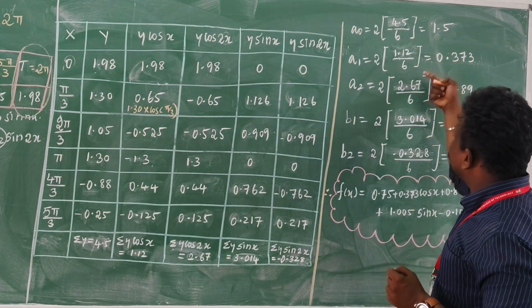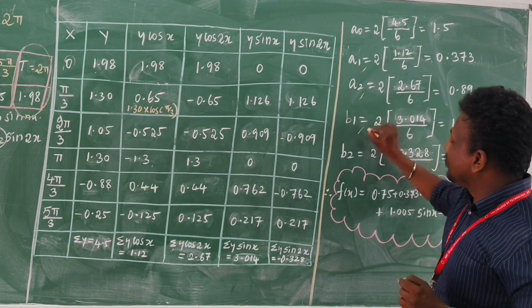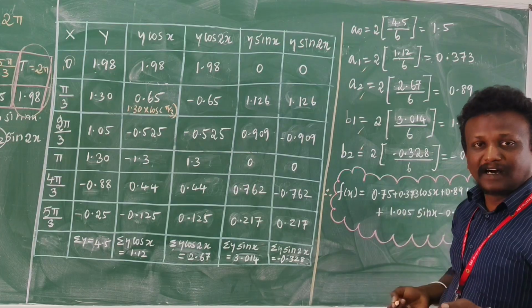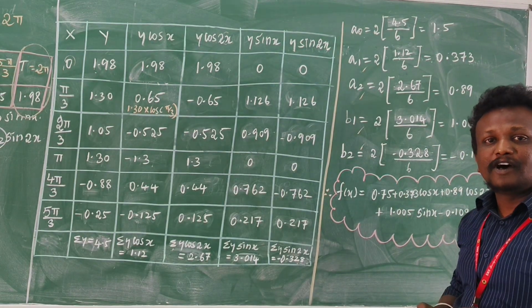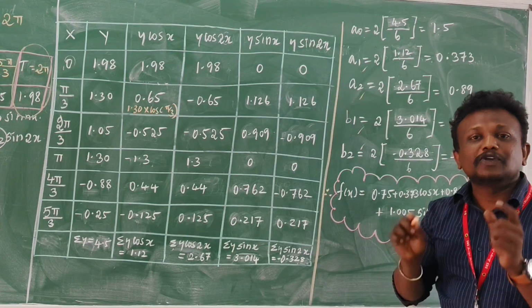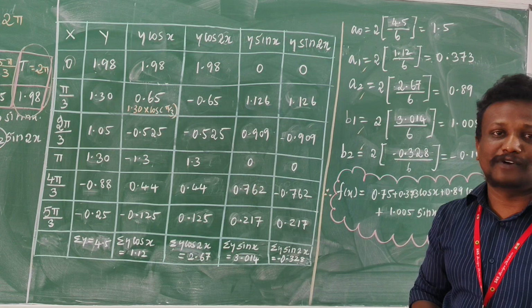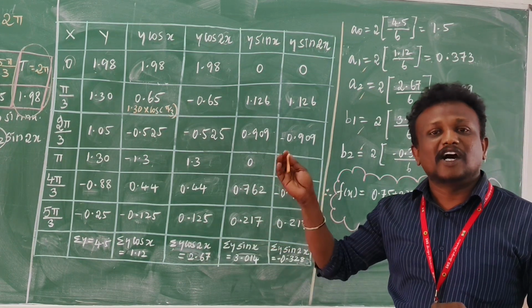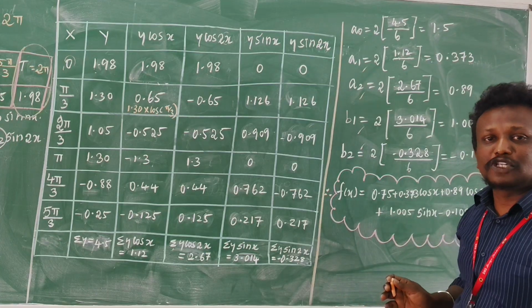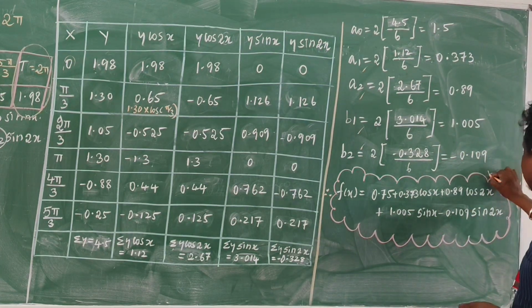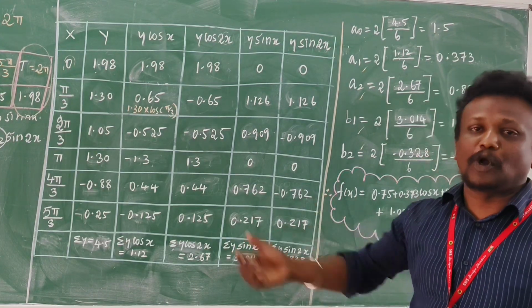In this way, you have to find all the other Fourier coefficients, a1, a2, b1, and b2, with the help of the formulas. At the end, you will get all these results. What is your final step? After finding the Fourier coefficients, you have to substitute the results in the general Fourier series formula, which we expanded in step 1 up to the second harmonic. After substituting all these results, this is our expected Fourier series expansion for this problem.